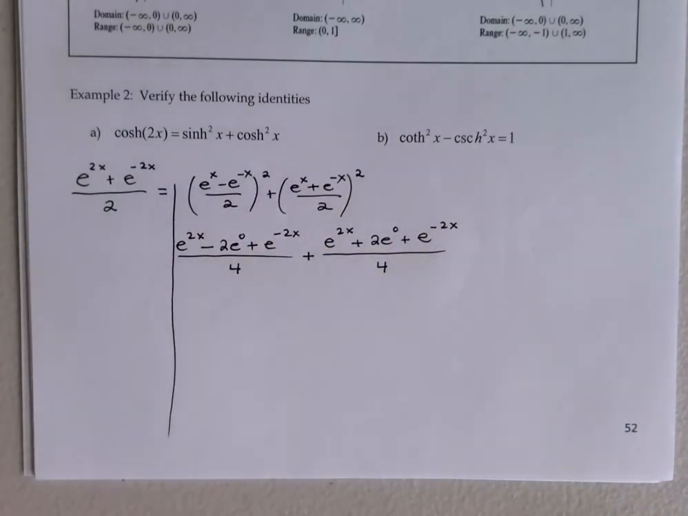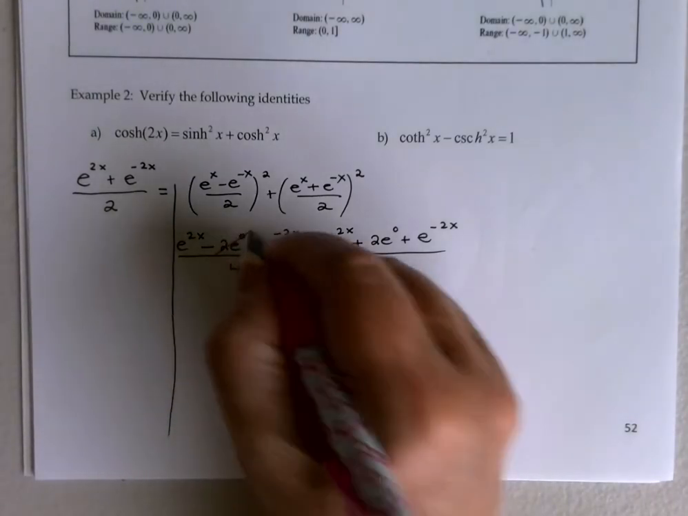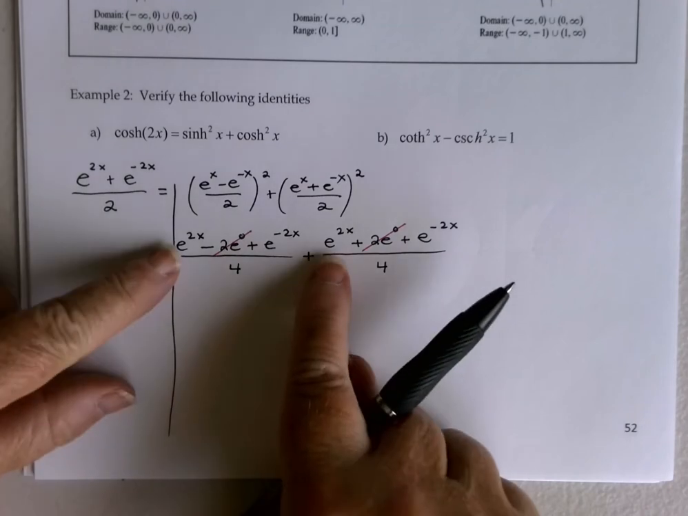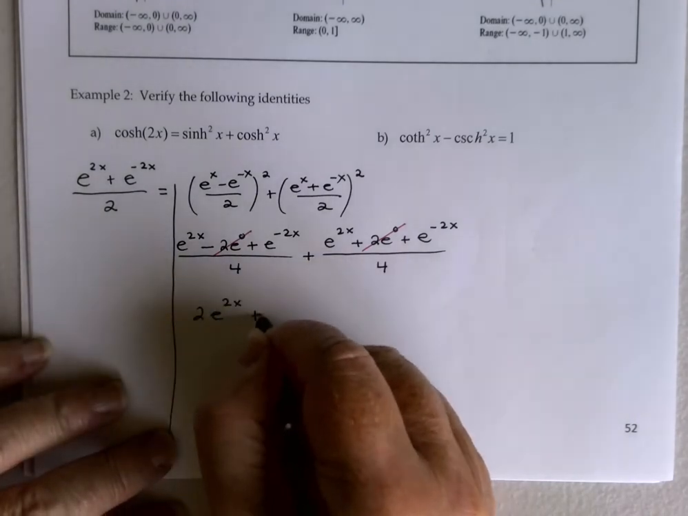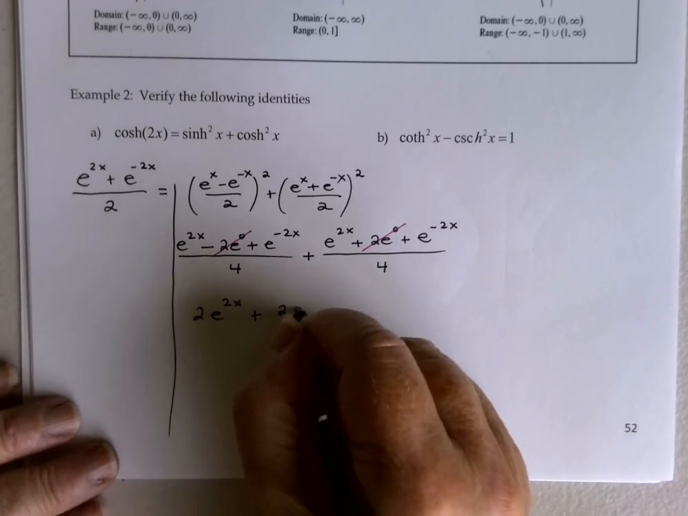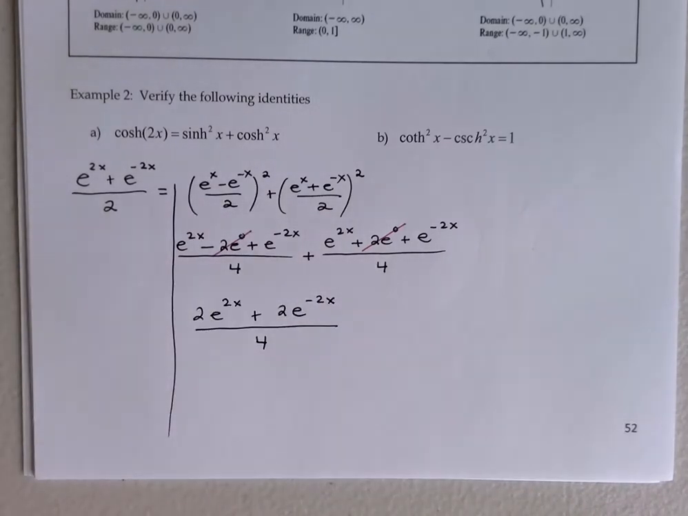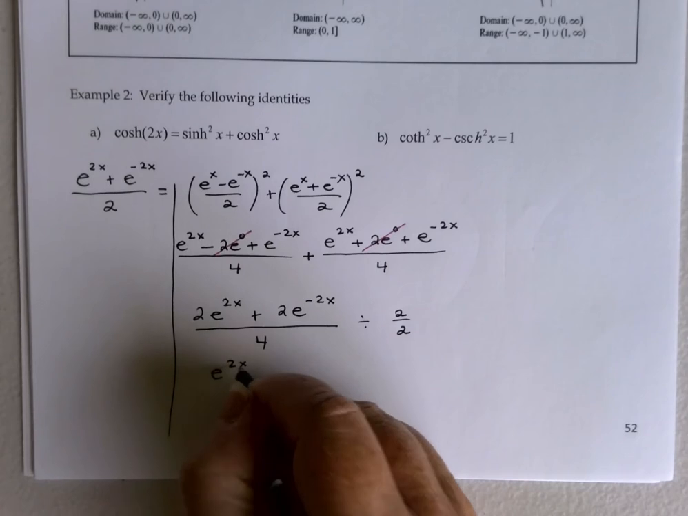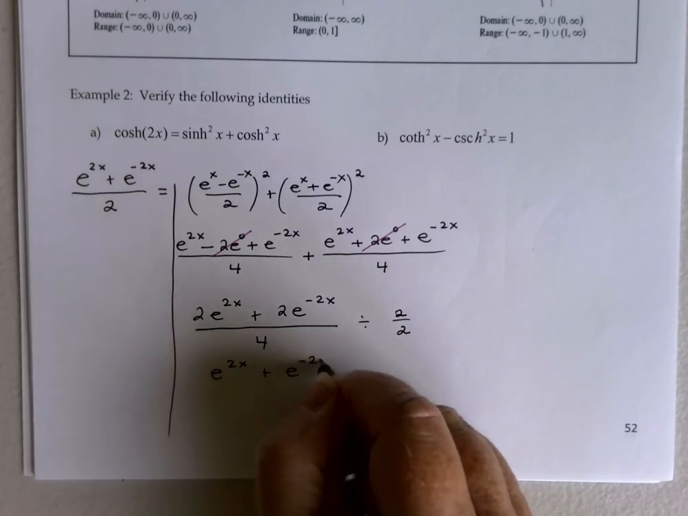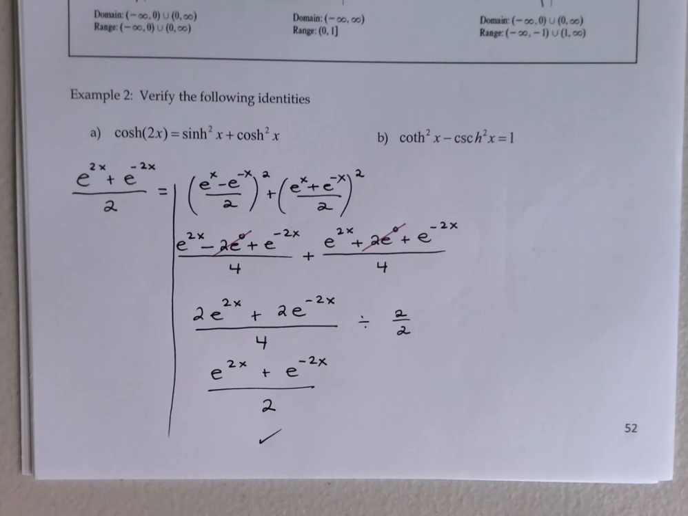And let's see, what do we get this time? The negative 2e to the 0 and the positive 2e to the 0 are being added, so that's just 0. And I would have 2e to the 2x plus 2e to the negative 2x over the common denominator of 4. And of course I could factor out the 2 and divide it with the 4 in the denominator, so basically I'm dividing by 2 over 2, and that's going to give me exactly what I wanted. Those are equal, and we're good to go.